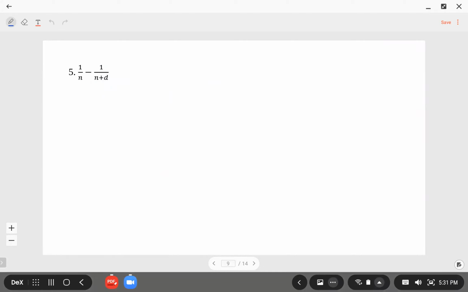Our 5th problem. Have trouble with this, please. This is also worth 2 points. It's not too hard, but not too easy either.